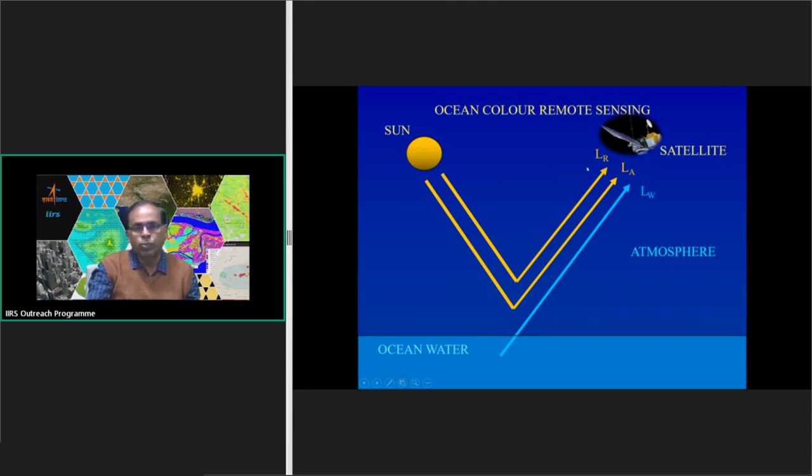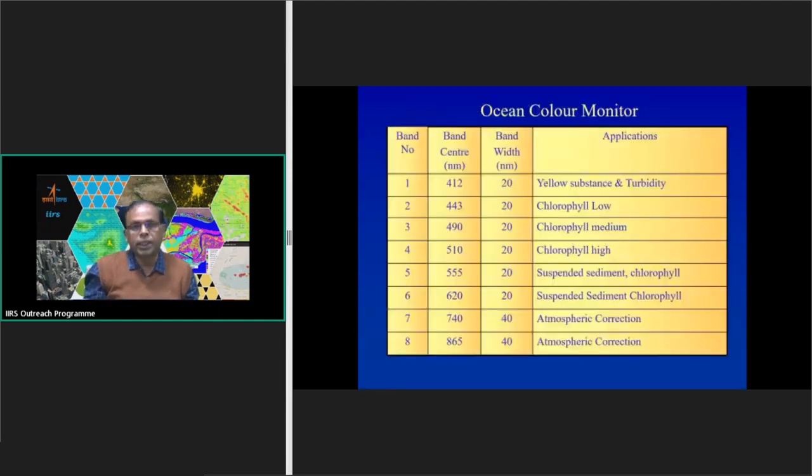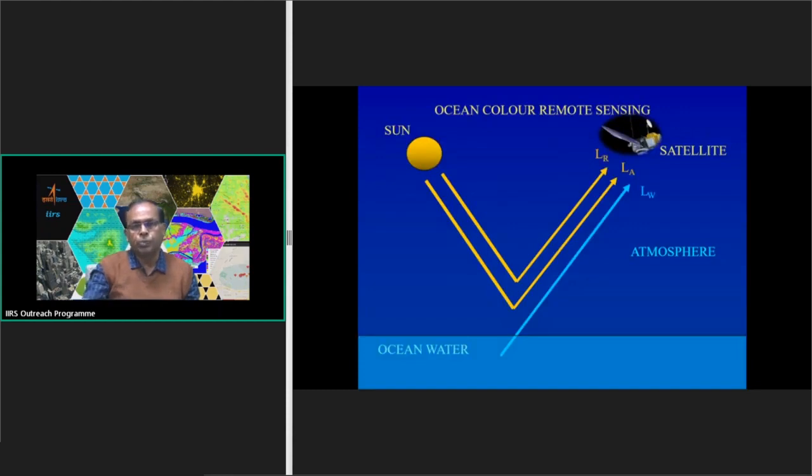So the total radiance received at the satellite sensor is LT, and if we remove the LR and LA part from the total radiance, we can easily find out the LW. This LW, what we need, is known as water leaving radiance, and the process of subtraction of LR and LA from the total radiance received at the satellite sensor is known as atmospheric correction.